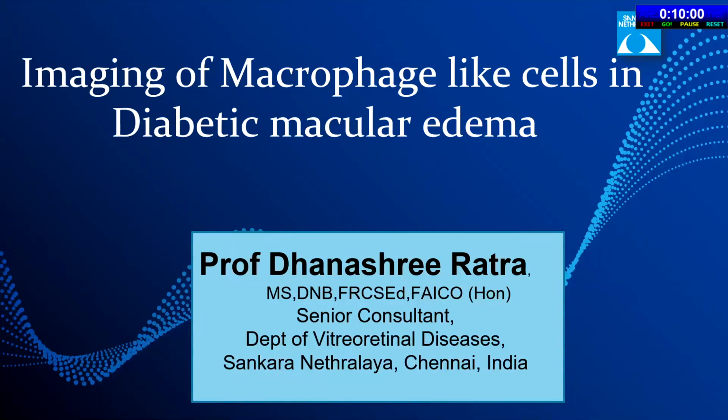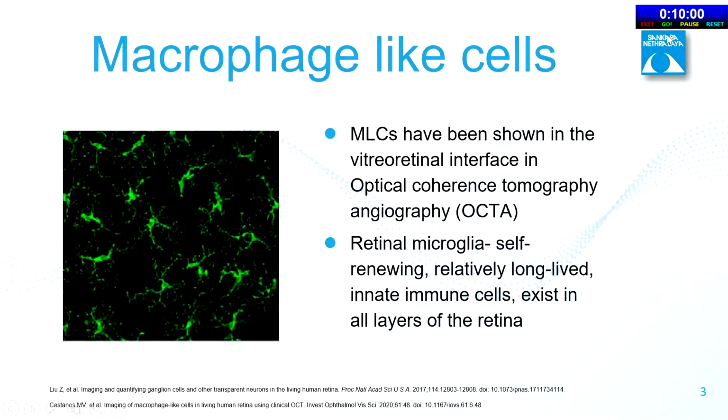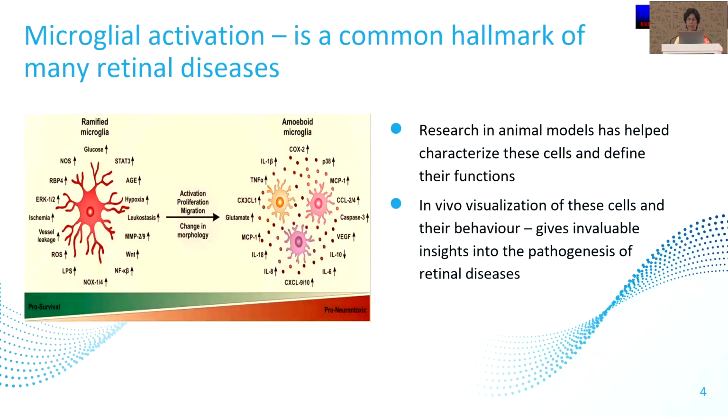So I'm going to talk to you about macrophage-like cells in the retina in diabetic macular edema. No financial disclosures. With the advent of optical coherence tomography angiography, these macrophage-like cells have been shown to exist in the vitreoretinal interface over the internal limiting membrane in the retina. These have been identified as retinal microglia. Now we know that these microglia are the innate immune cells which exist in all the layers of the retina, and basically they play a big role in maintaining homeostasis in the retina.